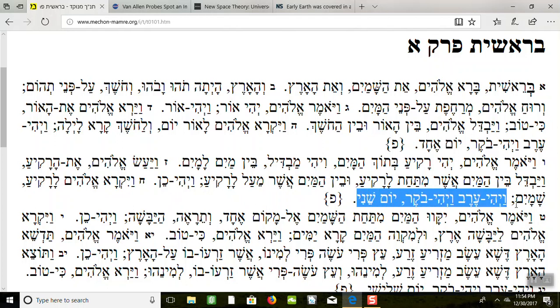Vayi Erev, Vayi Boker Yom Sheni, which is: there was an evening and there was a morning, and this was the second day, or day two, essentially. Now, let me expound upon Vayi Erev, Vayi Boker Yom Sheni, which is there was an evening and a morning, which represents balance.